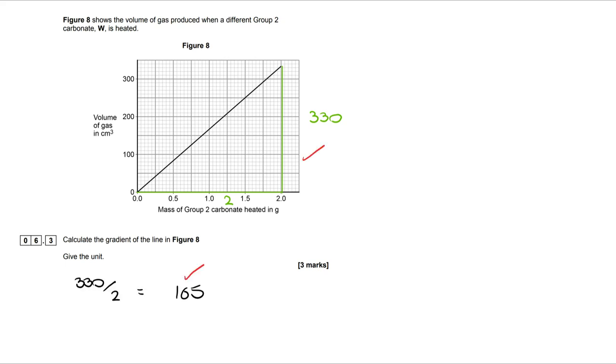I've got 2 marks so far, one for the working out and one for the value. In terms of the units, well, I've done change in y, which is cm cubed, and I've divided that by grams. So my units are cm cubed divided by gram. Written in standard form would be cm to the 3, g to the -1. Either of those would be acceptable.